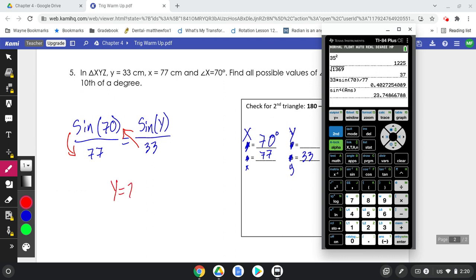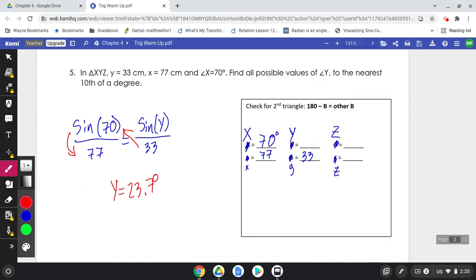Now, if we had gotten an error here, that would have told us there was no possible triangle. But we got 23.7 degrees, so that is one of our answers. Now we have to check for a second answer. To do that, remember we always take 180 minus what we got. So these will be supplements to each other. 180 minus 23.7, and if we do that, 156.3.